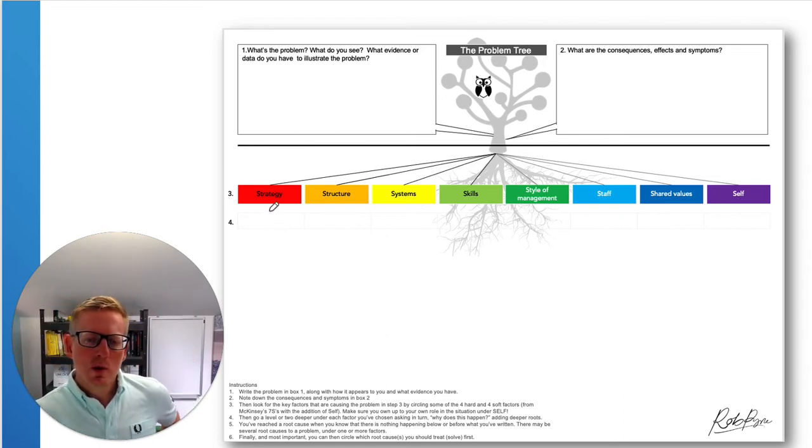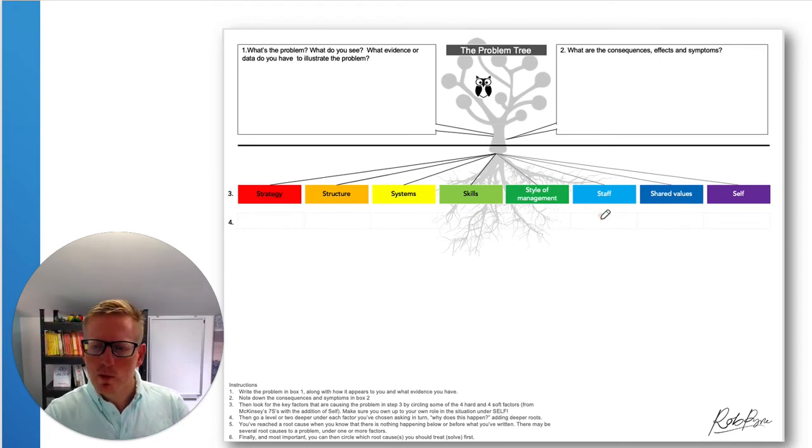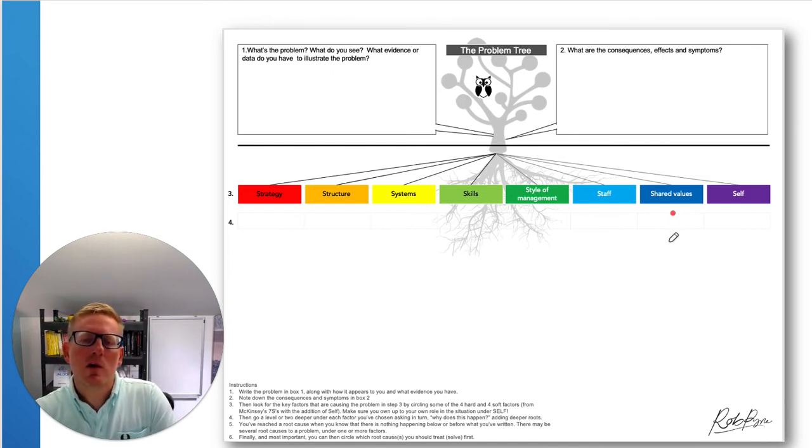So you would have a discussion with your colleagues about our corporate strategy. Is it contributing to this problem? Our structure, our systems, our skills and capabilities in the team, the style of management around here, the staff and the particular people and the number of people that we've got, the shared values in our organization, or the self. So what am I doing to contribute to this?